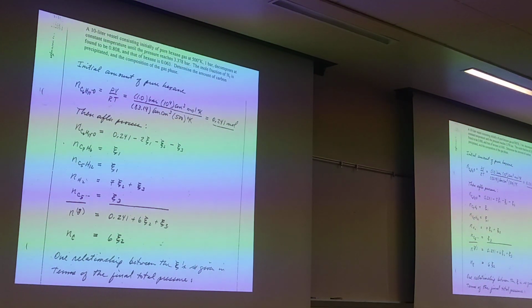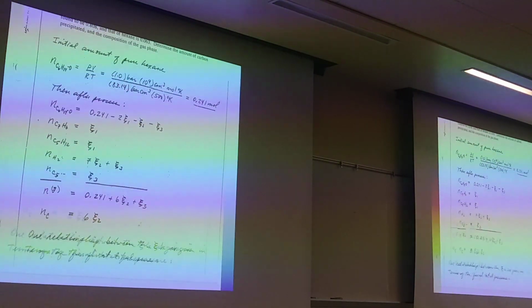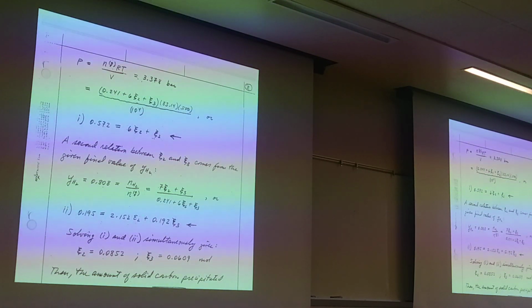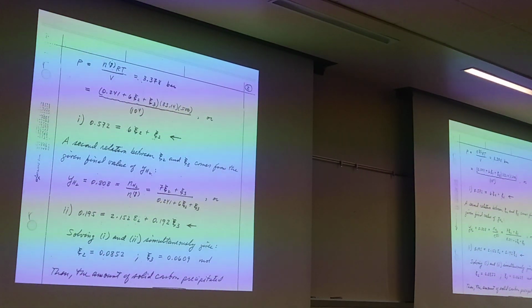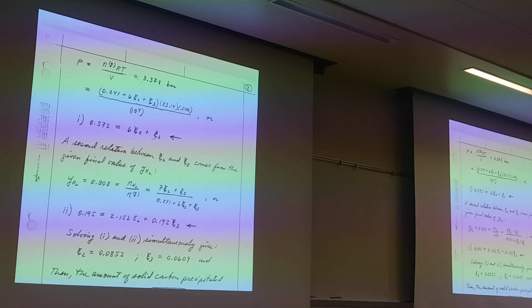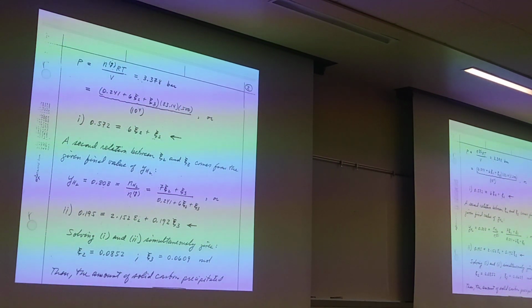So mathematically, what we got here is 3 unknowns, ξ1, ξ2, and ξ3, so we better have 3 independent pieces of information in terms of which to solve for these quantities, and we do. So we just proceed with that. The first piece of information is that the given total pressure at the end is 3.378 bars. So I can use the ideal gas law and write out the expression for the total number of moles of gas. There it is, and that gives me the first equation here, which says 0.572 is equal to 6ξ2 plus ξ3.